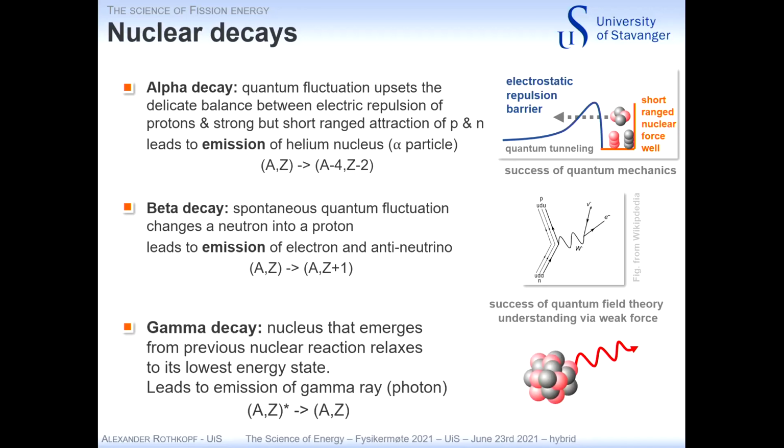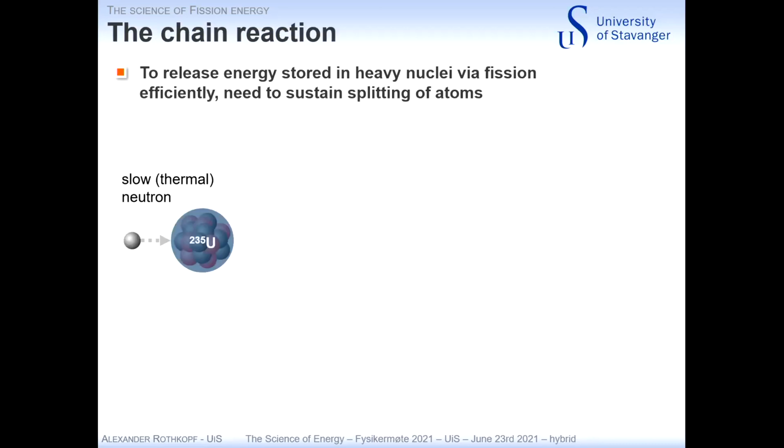If your nucleus comes out of a previous nuclear reaction and again is quite agitated, it might relax to its lowest energy state by emitting an electromagnetic wave, a photon, and that is what we call a gamma decay. Okay, so we've talked about the one fission reaction. Now the question is, how can we use that to efficiently release the energy stored in fissile material?